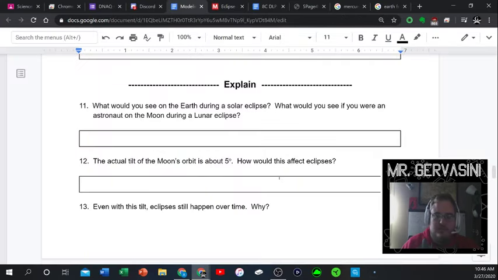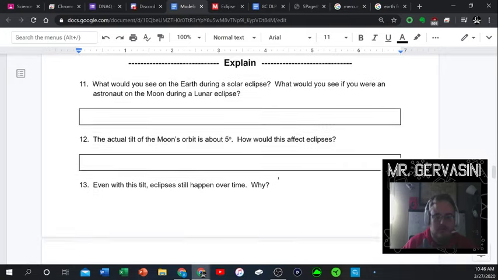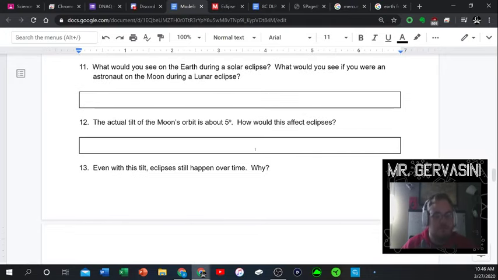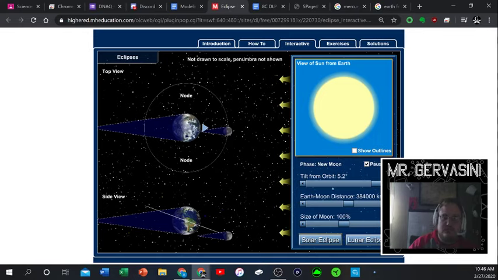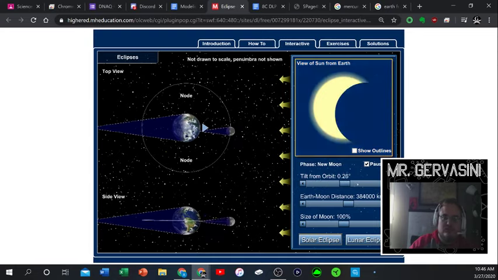But we know that we still get eclipses because we're studying them and we've heard about them and we've seen pictures of them. So how do we know that they actually happen? Even with this tilt, eclipses still happen over time. Why? Because this tilt, it's not exactly wobbling, but where it is in its tilt, this 5-degree tilt, over time will progress and regress to the point where sometimes it aligns perfectly with the sun.